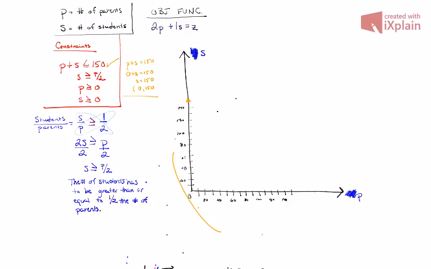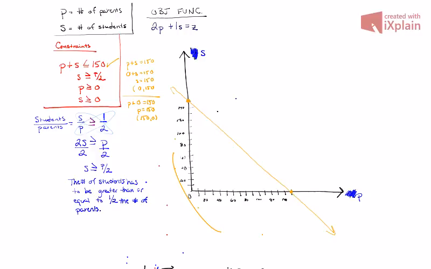I can do the same thing and put 0 in for s. Then I would get p is equal to 150. So then that means that I have another point at 150, 0. Oops. There we go. So I'm going to connect those 2 points together.